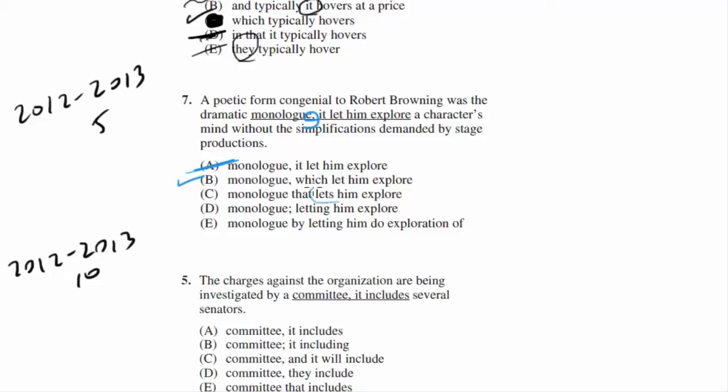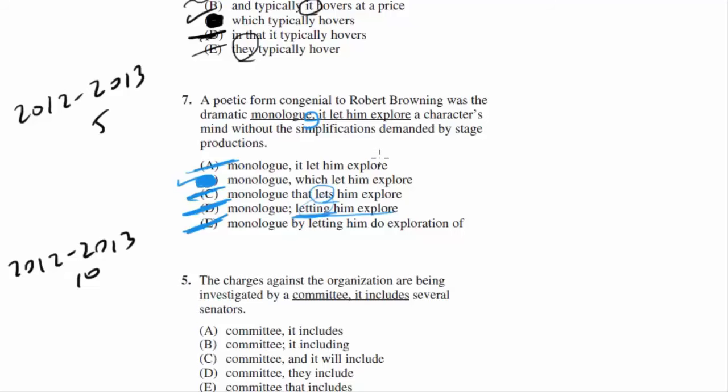So lets, that's present tense, we need it to be past tense. So for that reason, we can get rid of C. D looks like we're going to have a fragment because we have a semicolon, which is good, but then we have this fragment, letting him explore a character's mind. We need a main verb, a complete sentence after the semicolon, so D is out. A poetic form congenial to Browning was the monologue by letting him do exploration of a character's mind. So that's long, wordy, awkward. B is the best choice.